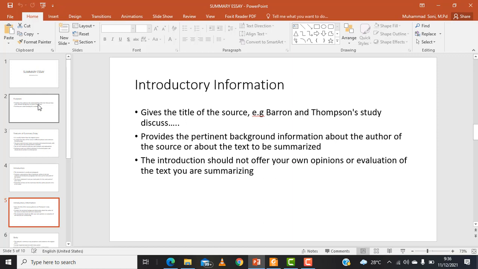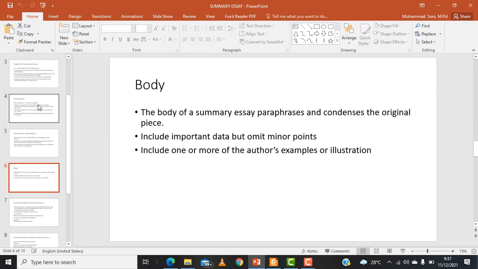I tell you once more that in a summary essay, you don't have to put in your own opinions or your own analysis or interpretation. You just have to retell, or get the main point of the source, and then put it down into your introductory paragraph of your summary essay. There we go, the following slide.